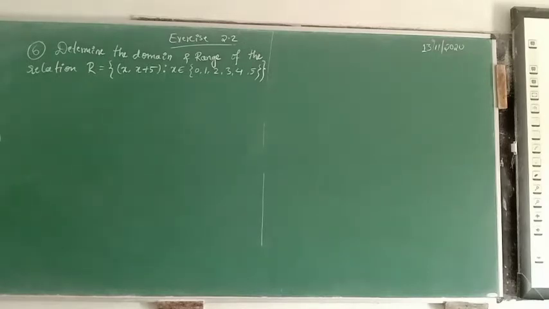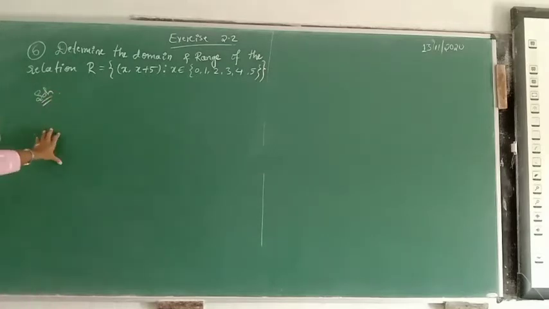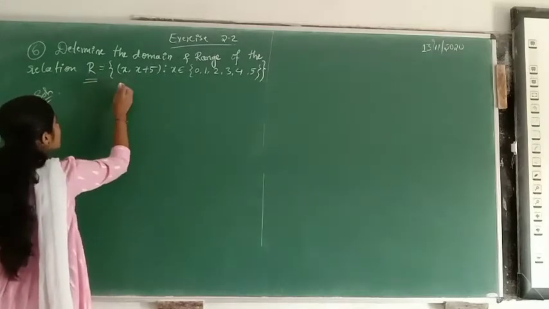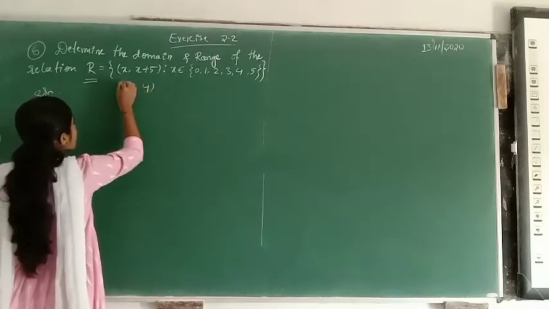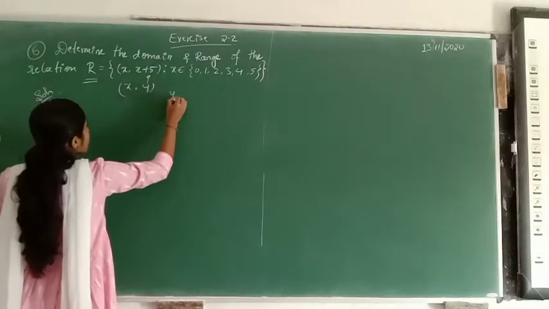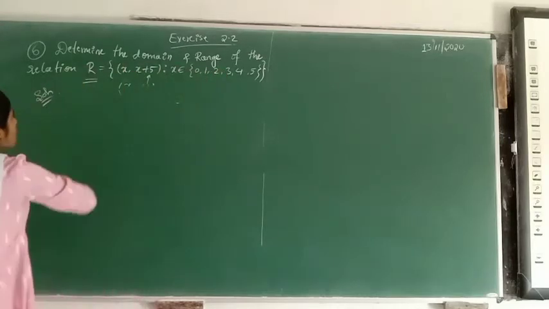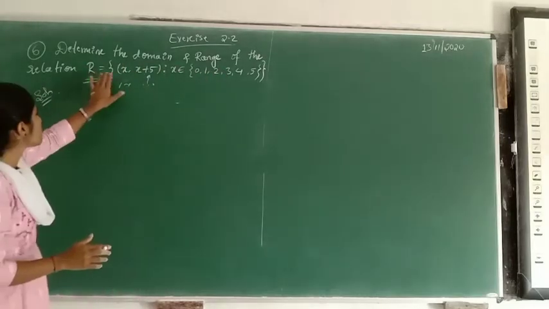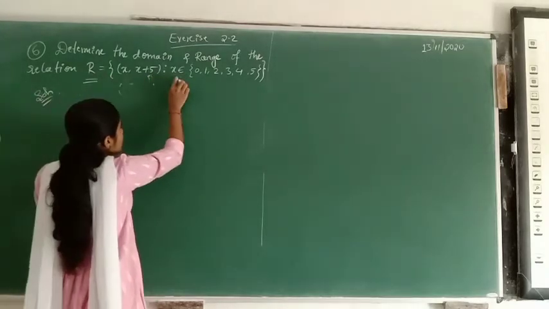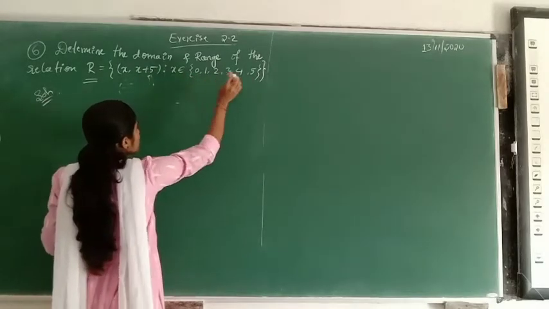This is very interesting. See here, what do we have? Determine the domain and range. The relation R is equal to the ordered pairs x, y where y is nothing but x plus 1. In place of y they have given x plus 1, so take y equal to x plus 1. No problem. So the relation R is the ordered pairs x, x plus 5. The x value goes from 0 to 5, so x belongs to 0, 1, 2, 3, 4, 5.